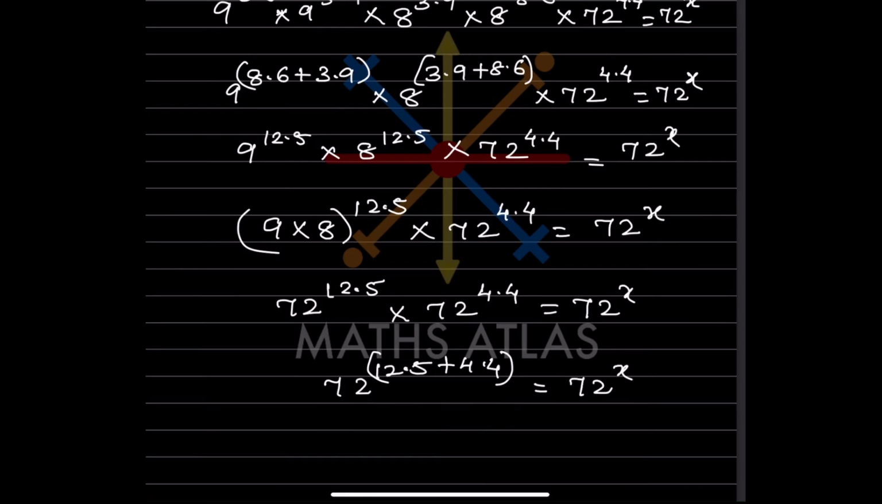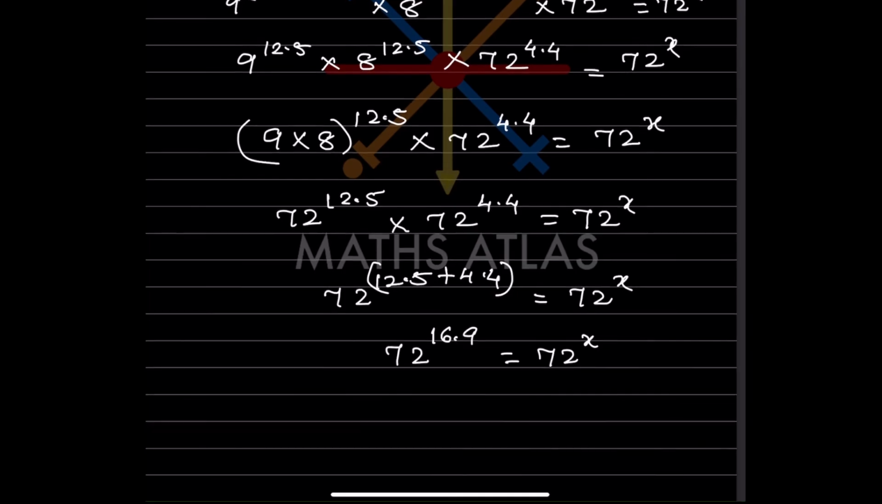So now since on both sides the bases are the same, means the exponents also should be the same. So that will be 72 raised to 16.9 is 72 raised to x. So what is that going to be? So ignore the base because both are the same. So x is going to be 16.9. So this is the answer.